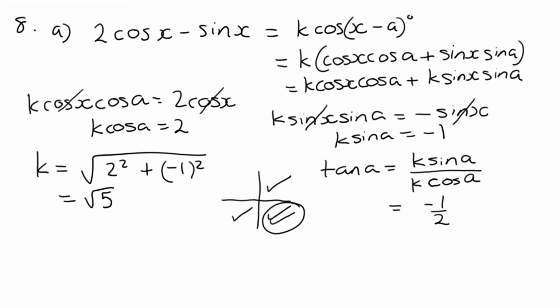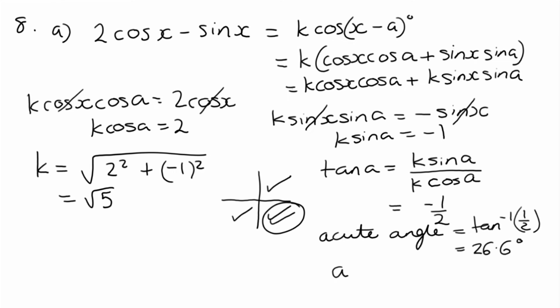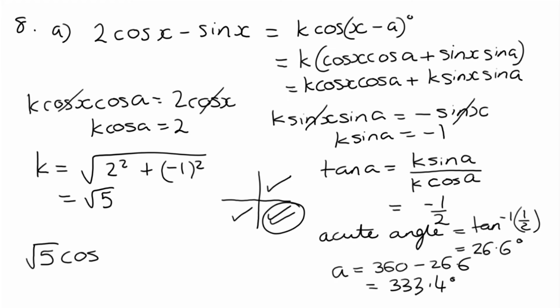So first step is to find your acute angle, which is inverse tan of positive a half. And that is 26.6 degrees. So our angle is 360 minus 26.6, which is 333.4 degrees. Okay, so over at the side here, our answer is k, which is √5, and then cos x minus 333.4.